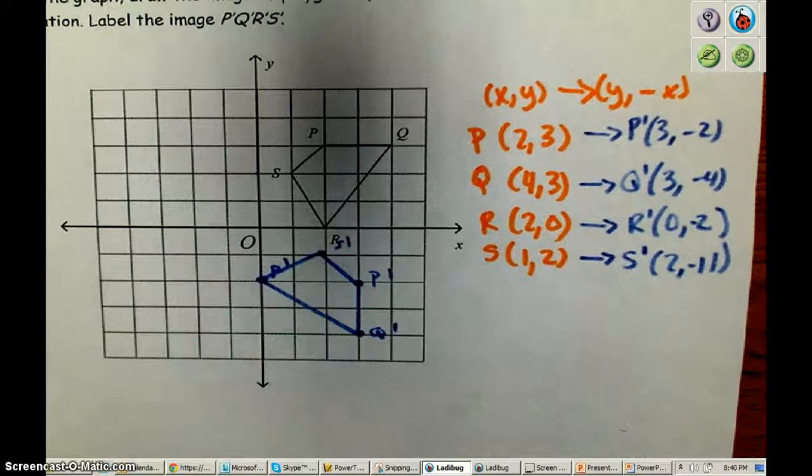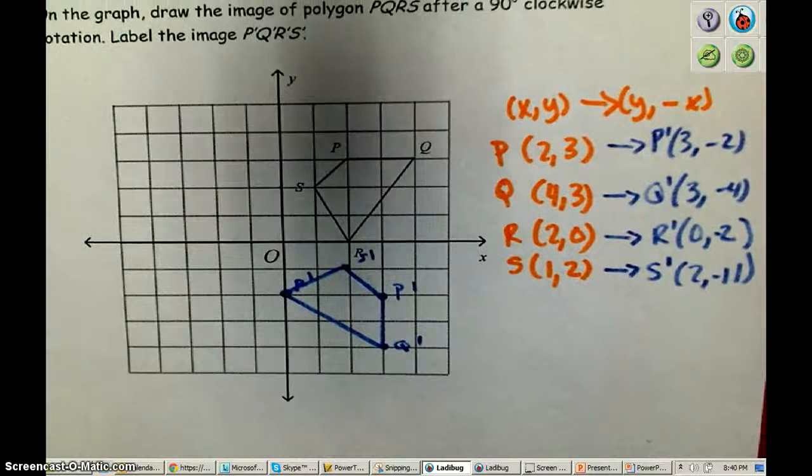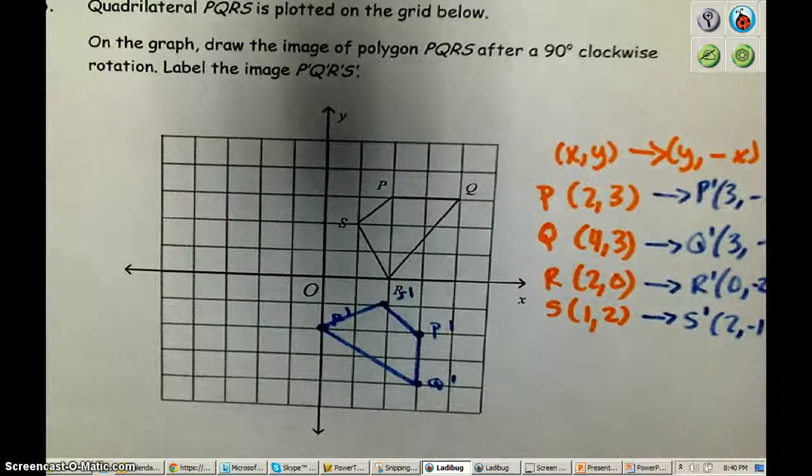Please make sure that you are writing the rules, and that you're writing down the original coordinates as well as the prime, because on your assessment, that is what I will be looking for. Go ahead and put your homework away, and then we're going to take some notes over reflection.